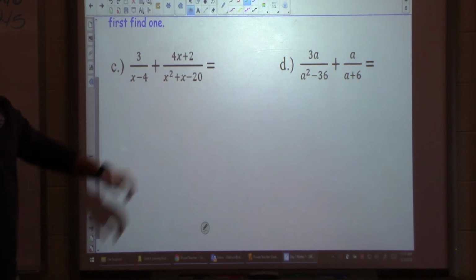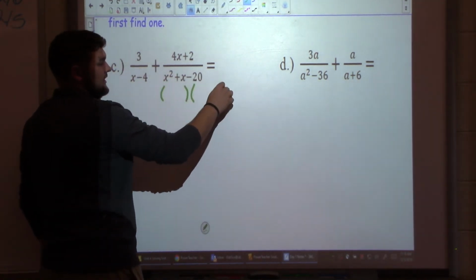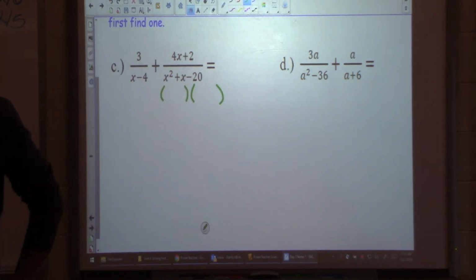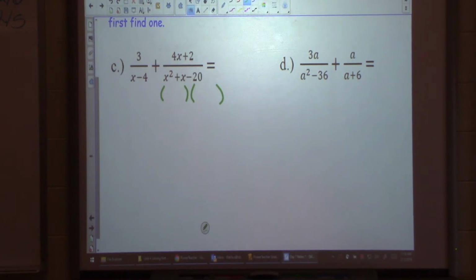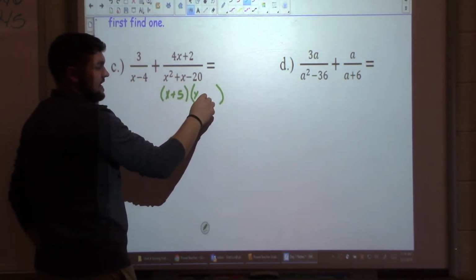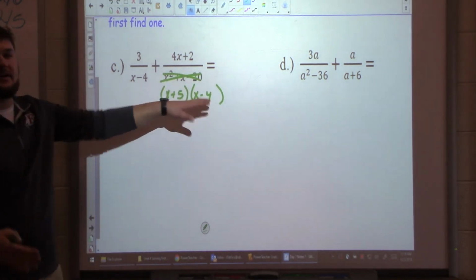The second one, right? So I'm looking for numbers that multiply to negative 20 and add to 1. What numbers multiply to negative 20? Negative 5 and 4. Do those add to positive 1? Oh, 5 and negative 4. Good. So x plus 5, x minus 4. I'm just going to cross that out, because I factored it and I don't need it anymore, right?